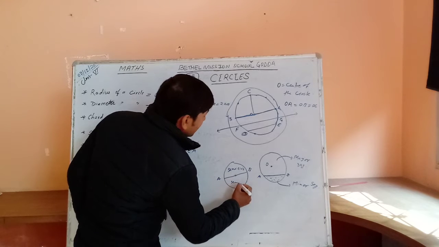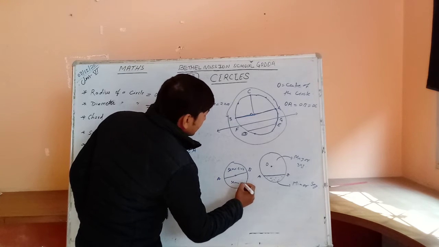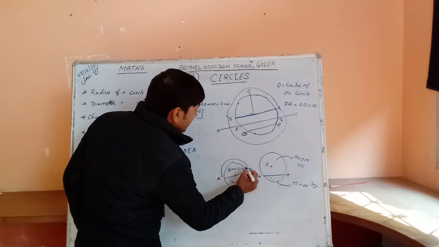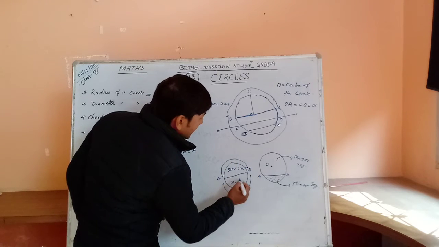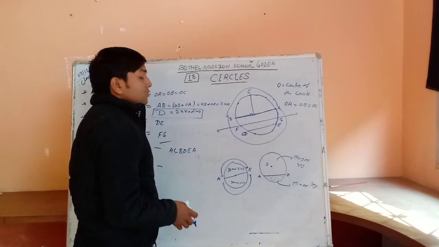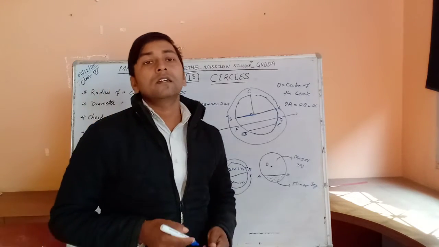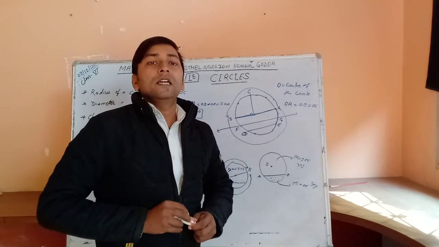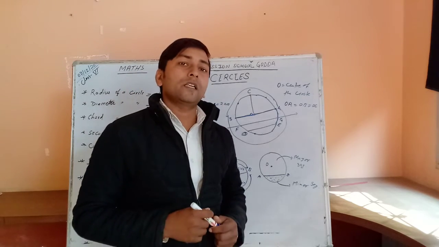Also, that is a semicircle. From here to here, this is called a semicircle. From here to here, that is also called a semicircle. So how many semicircles? There are two semicircles, and when two semicircles join, they become a complete circle.